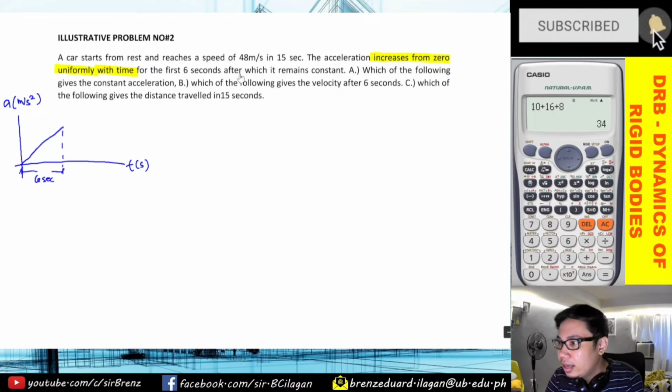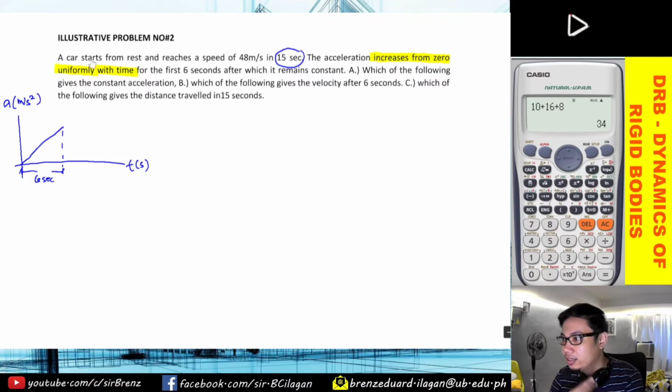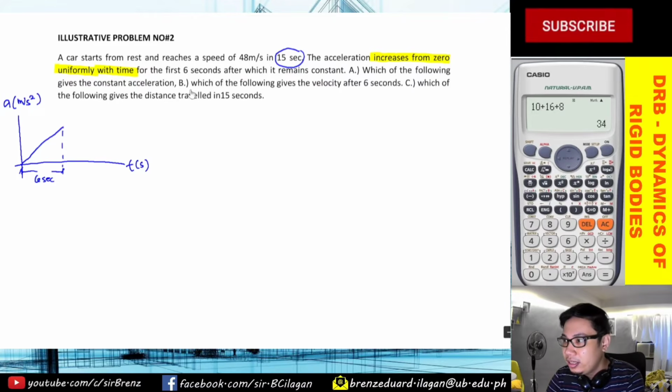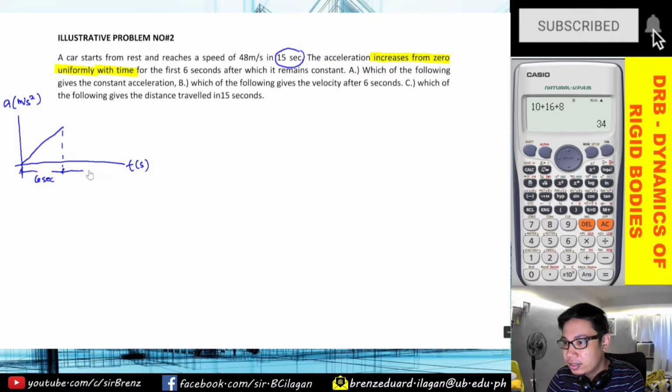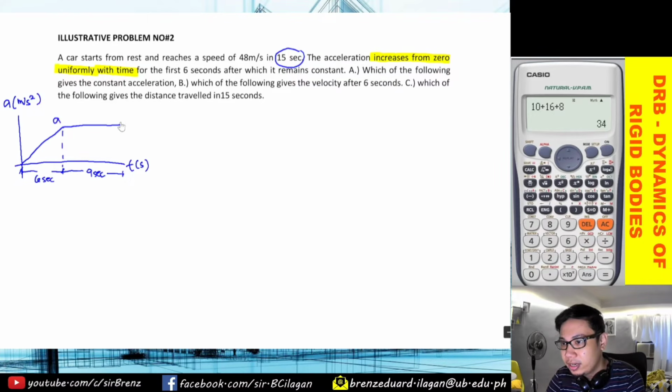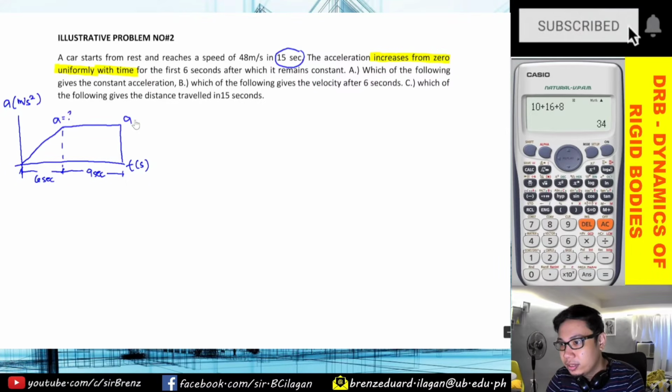And after which it remained constant. Knowing that the total time of our motion is 15 seconds, 15 minus 6 will be 9. So from here up to here, the acceleration is uniform. This is still unknown, so let's say that value is equal to acceleration A. So we will find it.